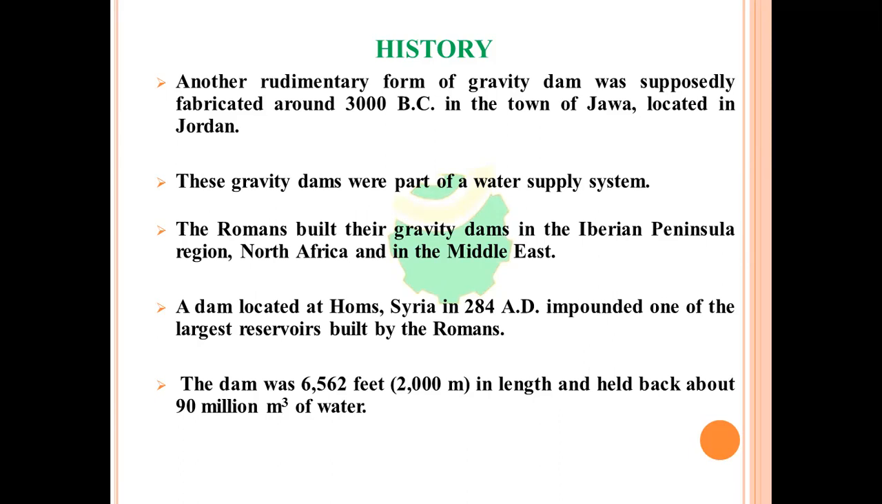The Romans built their gravity dams in the Iberian Peninsula region, in North Africa and in the Middle East. A dam located at Homs, Syria in 284 AD impounded one of the largest reservoirs built by the Romans. The dam was 6,562 feet in length and held back about 90 million cubic meters of water. So the Romans constructed a huge reservoir, a huge dam in 284 AD.